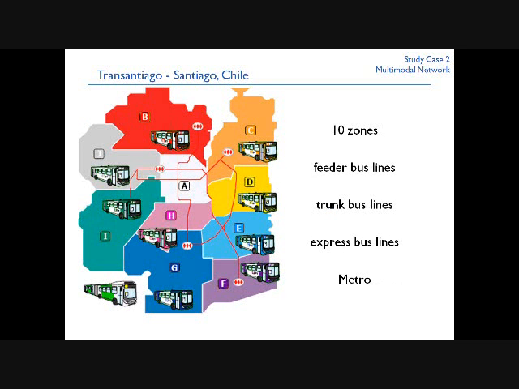Just a quick background of the transit system in Santiago. It's called Transantiago, and it's organized into 10 operational areas, zones. And we have 4 different kinds of vehicles, of modes. Feeder bus lines that usually travel inside each of these zones. The trunk bus lines that connect the different zones in the city. We also have express bus lines that go point to point with high demand. And we also have, of course, the metro, which is depicted in red in the figure. So we have these 4 modes that people can choose to travel in the system.